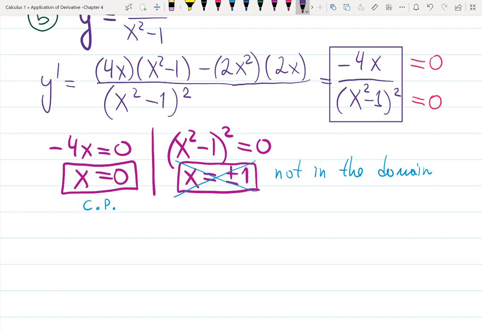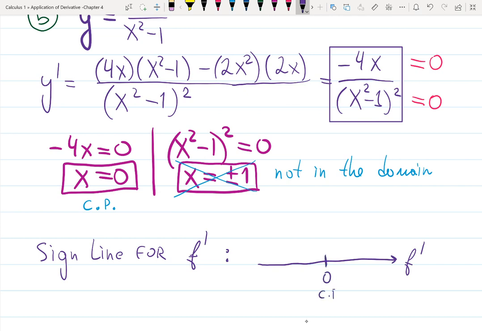Now the sign line for the first derivative will show me where the original function is increasing, decreasing, and so on. Here's my first derivative, and I'm putting 0, which is my critical point, onto the first derivative sign line, but I also want to put -1 and 1, and I'll do it this way, look. Dash, dash, dash, dash, -1 and 1.